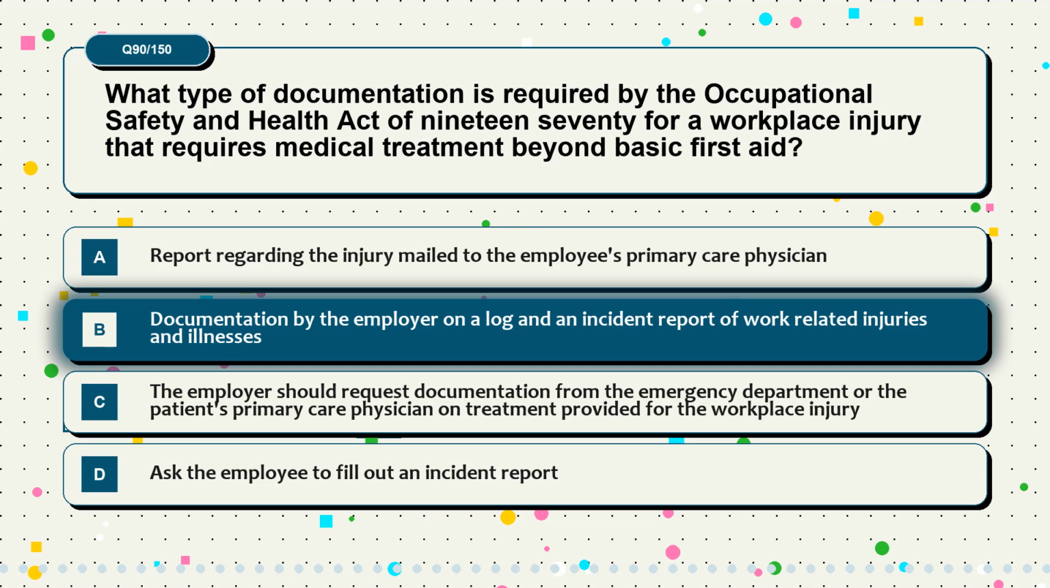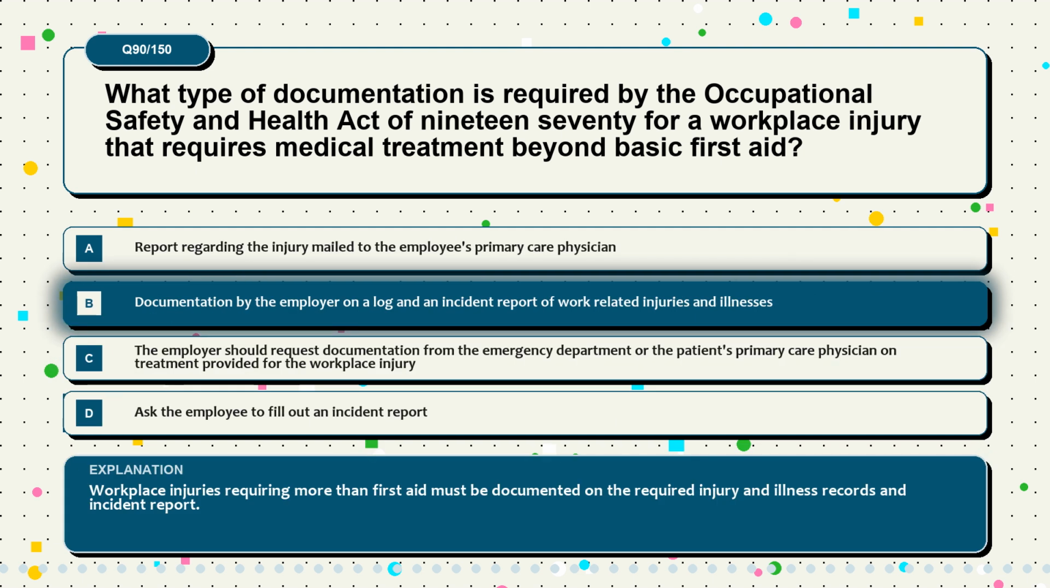The correct answer is option B. Documentation by the employer on a log and an incident report of work-related injuries and illnesses. Workplace injuries requiring more than first aid must be documented on the required injury and illness records and incident report.